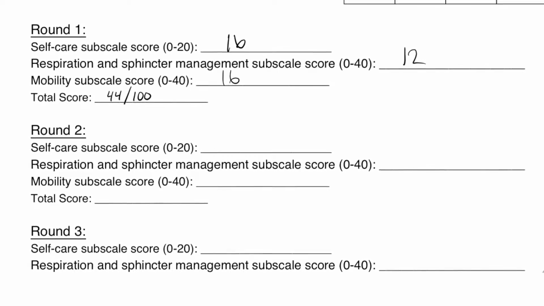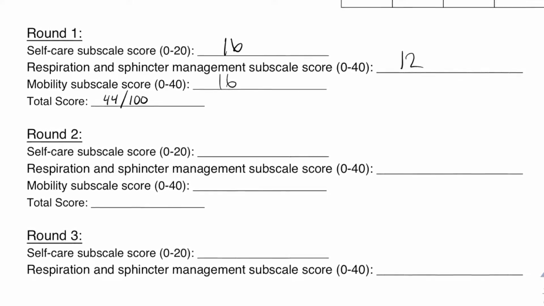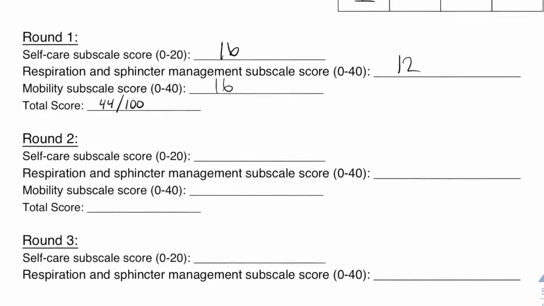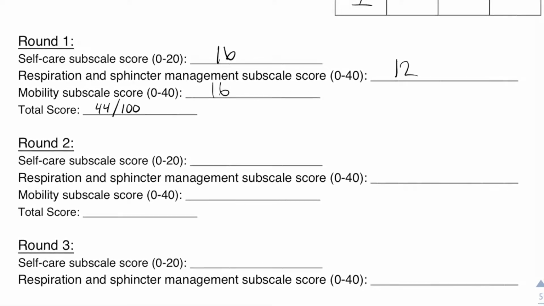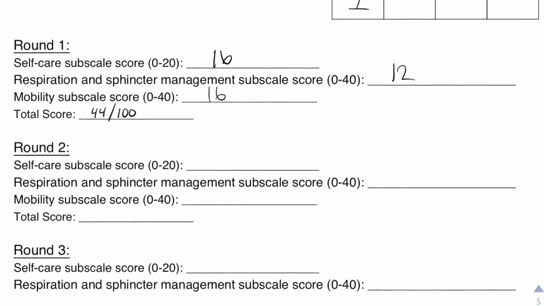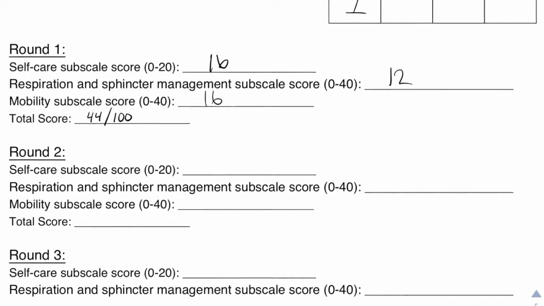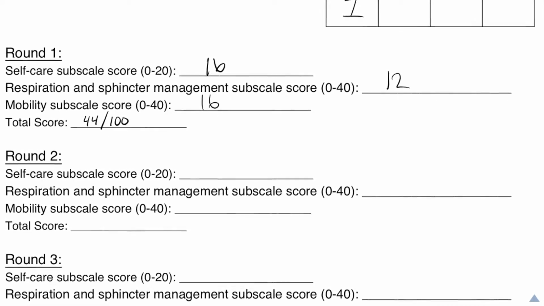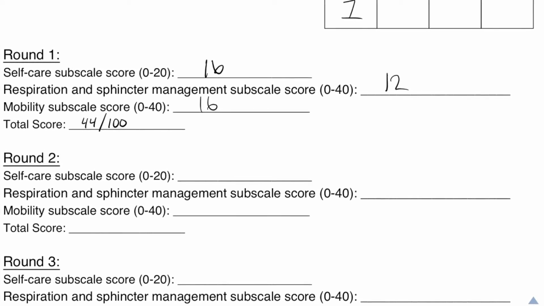Alright, so we just completed our first round of the SCIM measurement. And so as you can see, our self-care subscale score was 16 out of 20, respiration and sphincter management was a 12 out of 40, and a mobility subscale score was 16 out of 40, with a total score overall for SCIM as 44 out of 100. And so as you can see, there's other spots for round 2, round 3, and also round 4. So you can measure throughout their treatment, seeing how they progress through this mobility and functional assessment score.